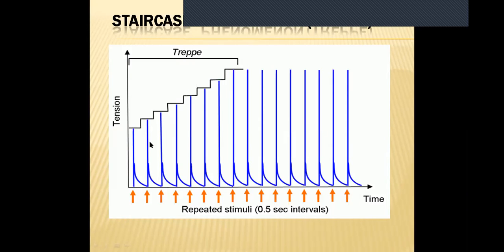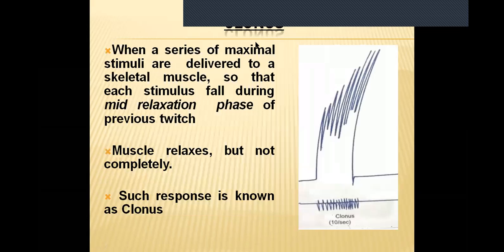So in the Treppe period, what is happening? The first muscle contraction gives a complete twitch, and relaxation is also completed. After relaxation, the second muscle contraction starts due to the second stimulus. But due to the availability of more calcium ions, the tension will be increased. Continuously, this takes place up to a certain period. So this gives the staircase effect. This is called Treppe. And another one is clonus.